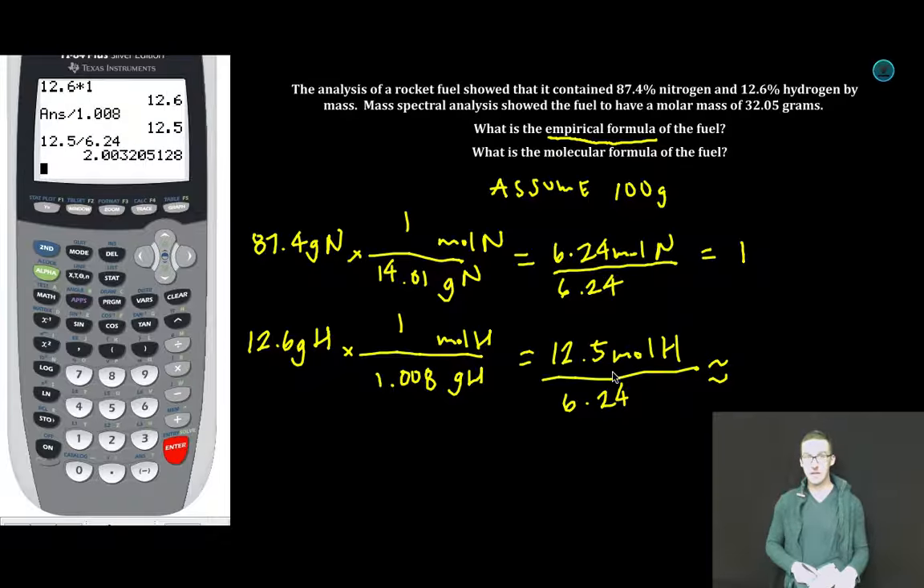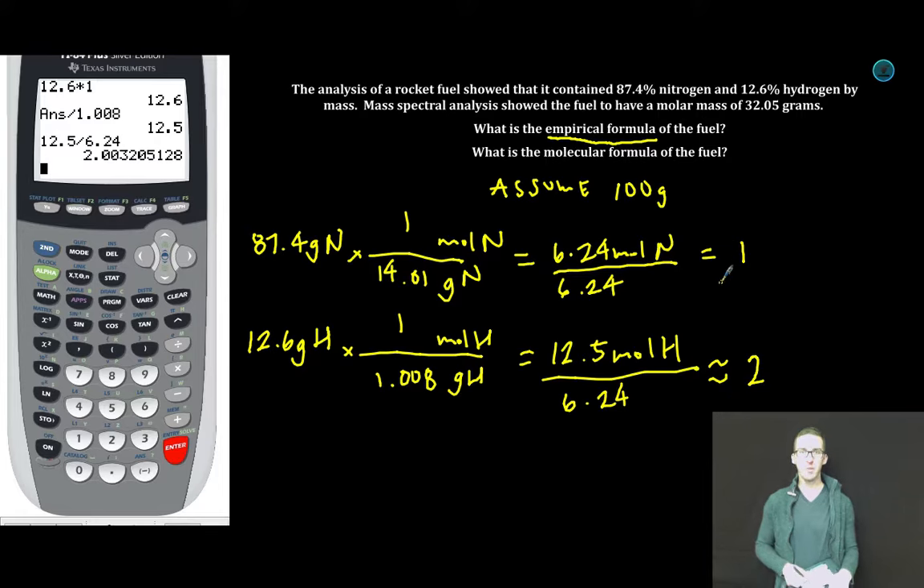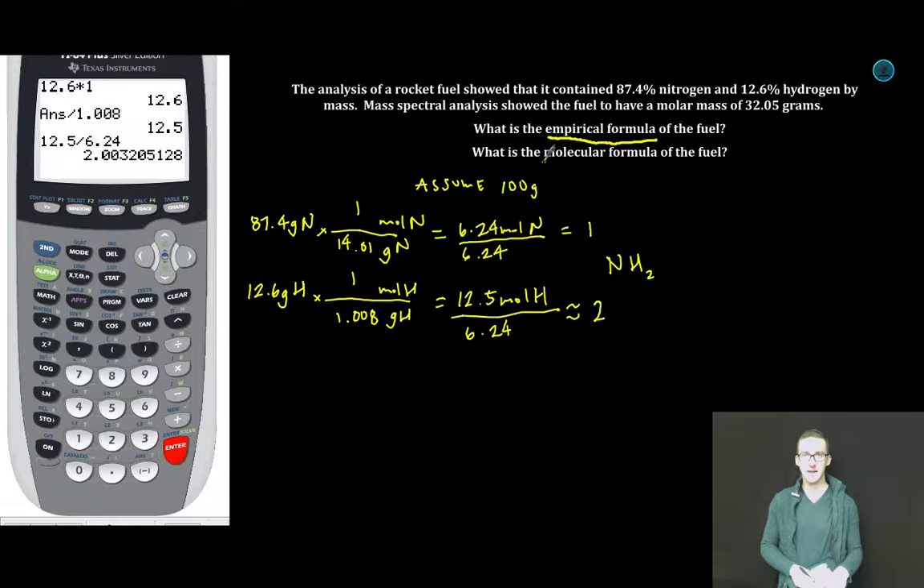12.5 divided by 6.24, especially when we consider sig figs, it's close enough to 2 that we don't have to worry about coming up with a multiple in order to come up with our smallest whole number ratio. So our empirical formula, NH2.